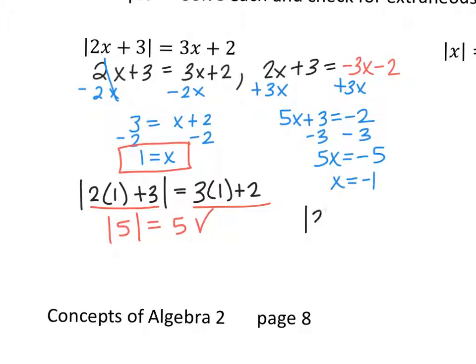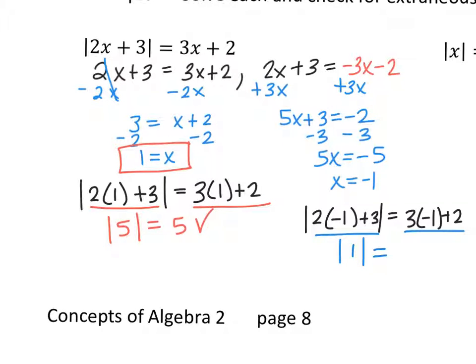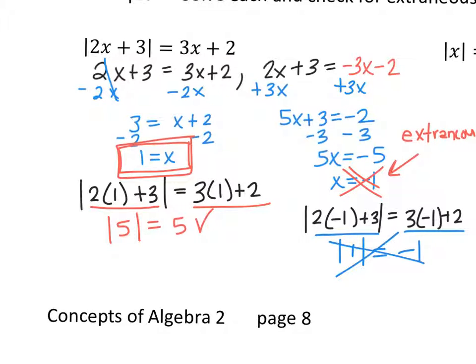So does 2 times negative 1 plus 3 equal 3 times negative 1 plus 2? So this is going to be the absolute value of 1. Does that equal, that's going to be negative 1. So does the absolute value of 1 equal negative 1? No, it doesn't. So this is not a solution. This right here is called an extraneous solution. You don't have to write extraneous every time. So I just cross it off because it doesn't work, and make sure I box in the answer that does work.